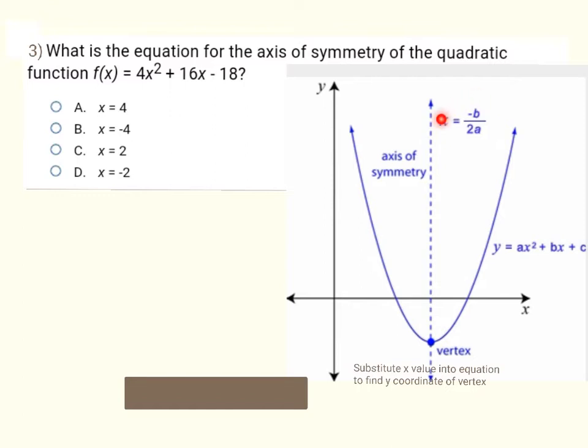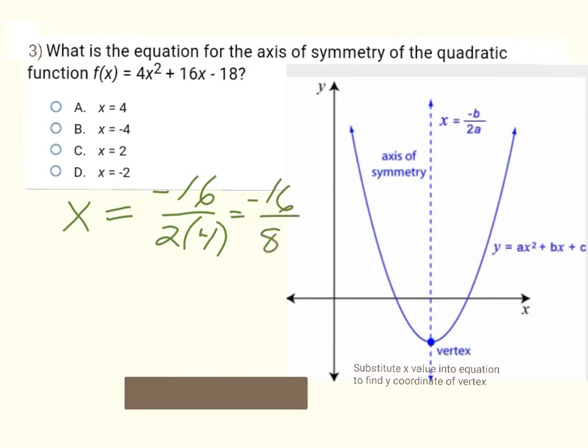What's important is you can only use this formula when your equation is in standard form. If this isn't in standard form yet, then you have to put it in standard form and then use the formula. So in this problem here, it wants us to find the axis of symmetry. I'm going to do negative b, or opposite b. I have a positive 16 for my b number. The opposite of that is negative 16, all over 2 times the a number, which is 4 here, the number in front of x squared. So I just simplify that. Negative 16 divided by 8 is negative 2.